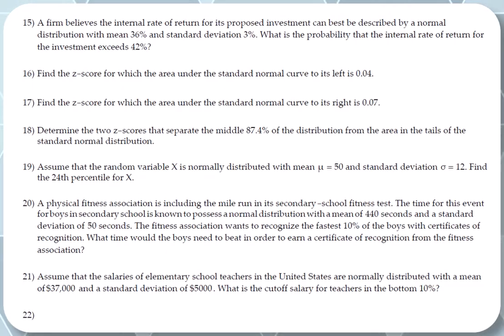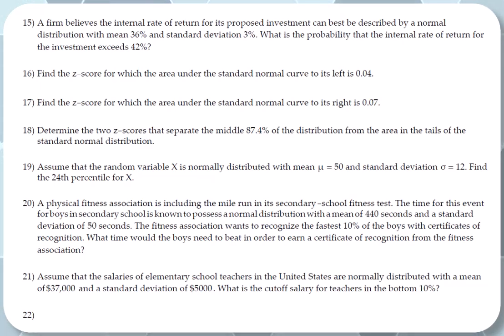20. A physical fitness association has included the mile run in its secondary school fitness test. The time for this event for boys in secondary school is known to possess a normal distribution with a mean of 440 and standard deviation of 50. The fitness association wants to recognize the fastest 10% of the boys with a certificate of recognition. What time would the boys need to beat in order to earn a certificate of recognition from the fitness association?